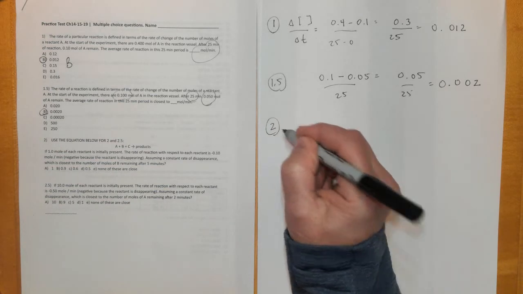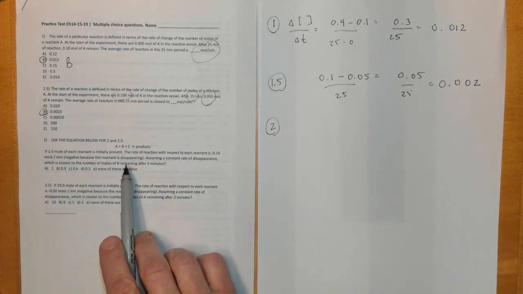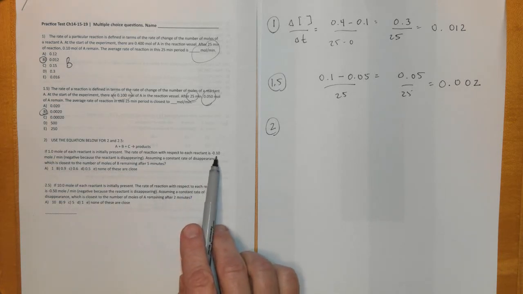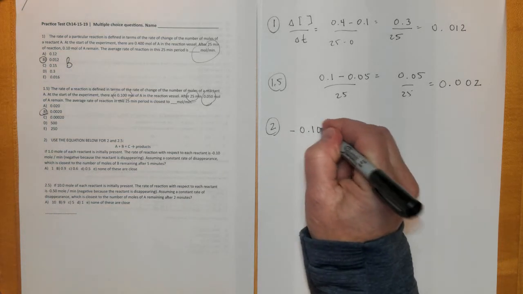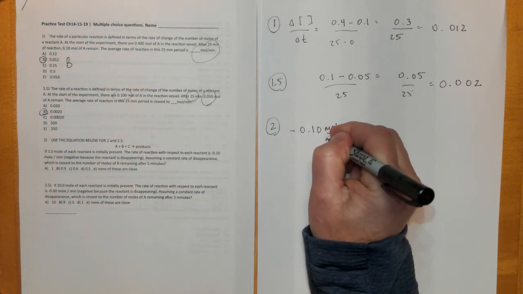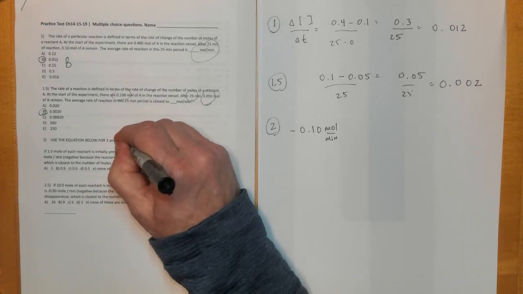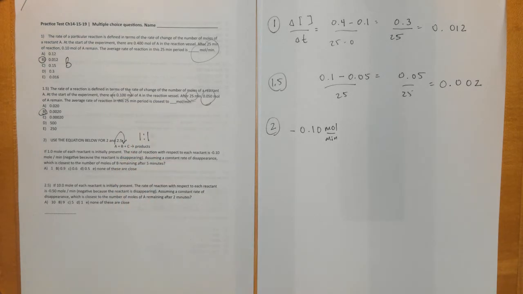Number 2, 0.1 mole of each reaction is initially present. The rate of reaction with respect to A is negative 0.1 mole per minute, negative because A is disappearing. Assuming a constant rate of disappearance, what is the number of moles of B remaining after 5 minutes? You'll notice A relates to B in a 1-to-1 ratio.